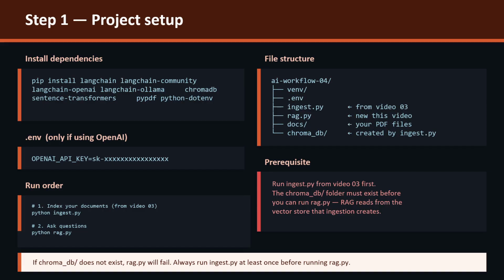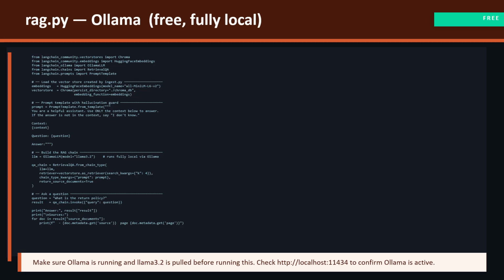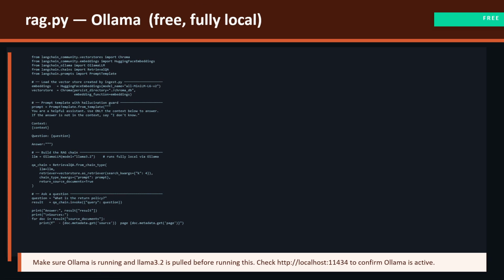Let's see how to create the rag.py file with Ollama. This is the completely free version. No API keys, no cost, runs entirely on your machine. The code has 4 parts. First, you load the vector store using the same Hugging Face embedding model that was used in ingest.py. You point Chroma at the chroma_db directory where the vectors are stored.